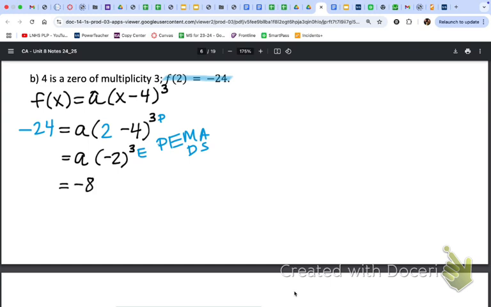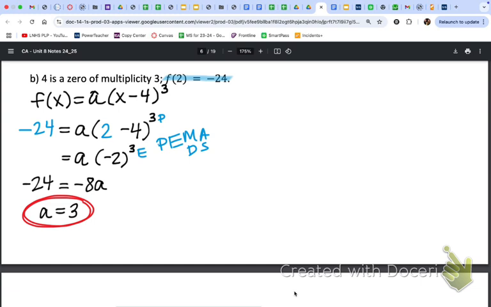You could do it in your calculator, but you have to use parentheses if you type it in. Otherwise, you get it wrong. Probably, maybe not. Okay, divide by negative 8, and you get a to be 3. And that's great and all, except you have to answer the question. It said to actually give it in standard form. So you're only halfway there.